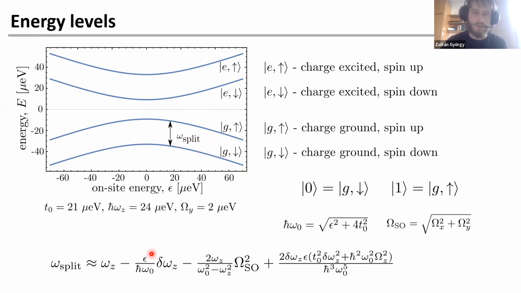We managed to give a perturbative formula for the splitting frequency. We can see that it is dominated by the Zeeman splitting, but also the G factor antisymmetry and the spin orbit interaction have some contribution.